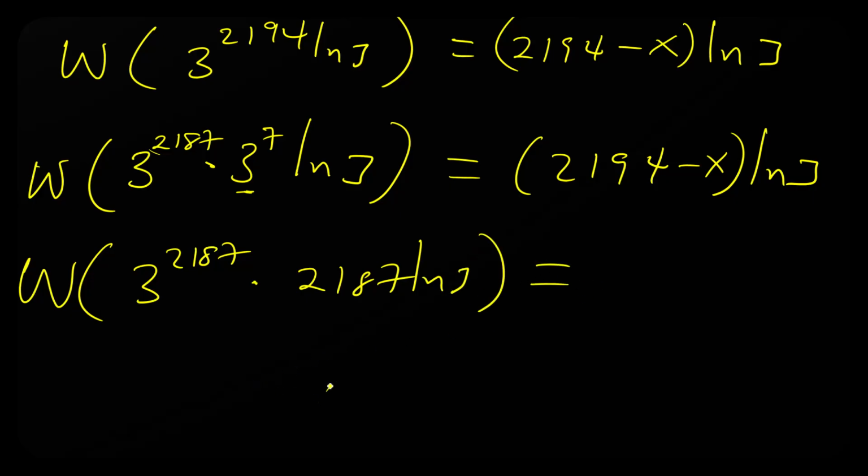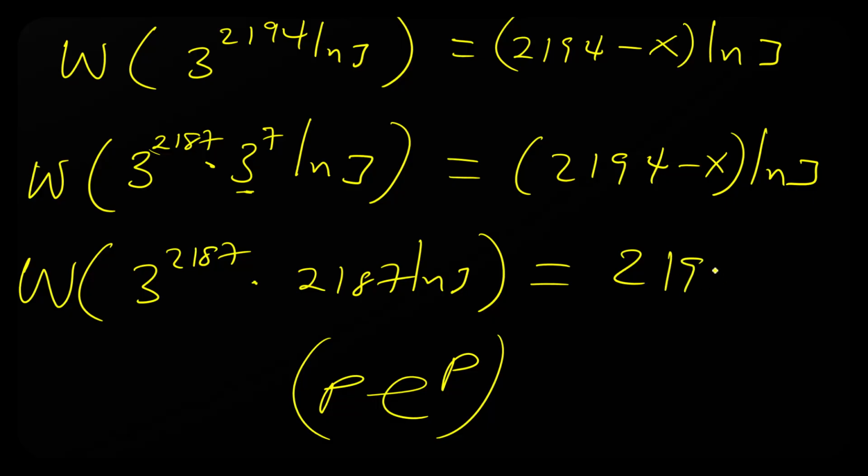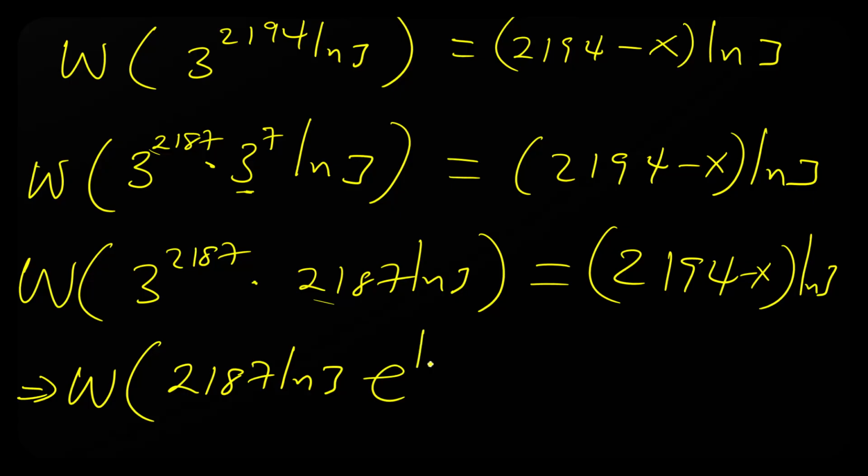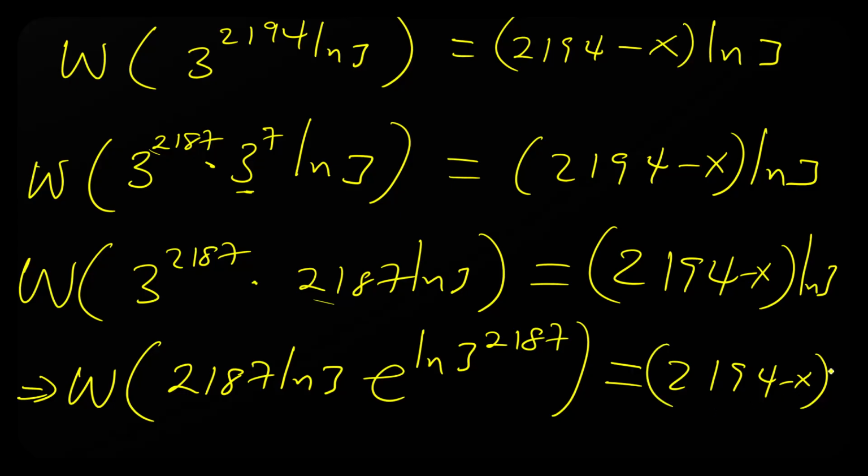Now we are working towards p times e to the power p, so that the answer will come out. All right, 2194 minus x ln of 3. Okay, so look, we have this one here. So let's support this one. So what I will do is take e raised ln of this. So we have W function. Let me write this one first: 2187 ln of 3, e raised ln of 3 raised to 2187, equals 2194 minus x ln of 3.